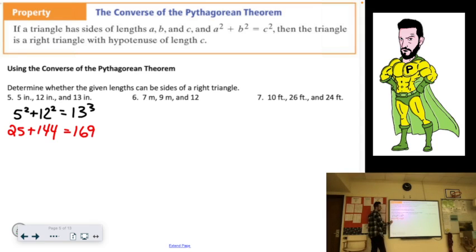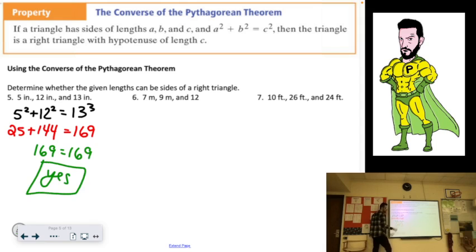So if we add 25 plus 144, we get 169. 169 equals 169. So yeah, those can be sides of a right triangle. Great. 7, 9, and 12. Our longest side is 12, so make sure you put that on the side by itself.